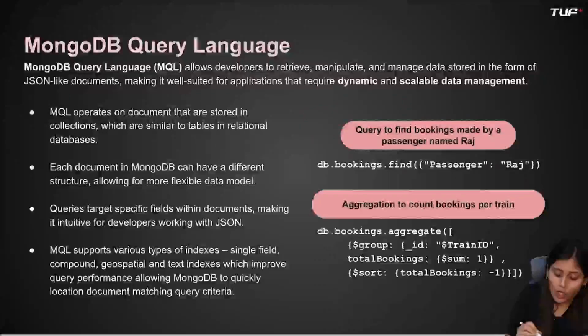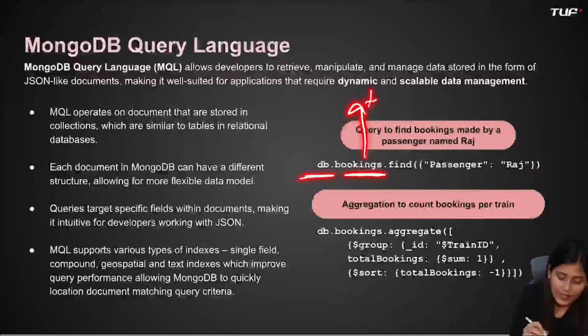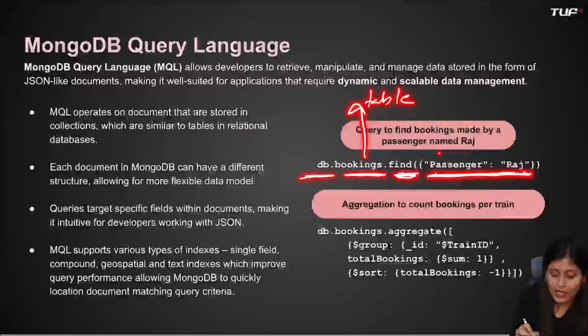To query on the basis of passenger name, this is how we search in our bookings table. We write db.bookings, where bookings is nothing but the table name, and then find. What operation do we want? Find. On what parameter do we want to find? Passenger name Raj. So it will give the document saved for the passenger name Raj.